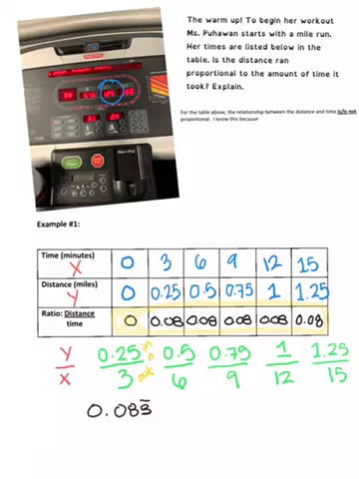Time for the writing because you guys got space for it. So here we have, for the table above, the relationship is proportional. And I know this because you should be writing something along the lines of the ratios of y over x are equivalent.